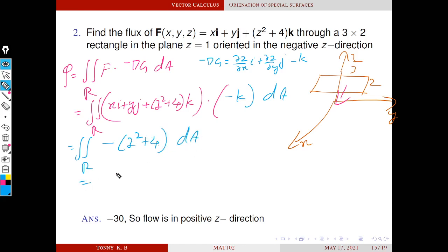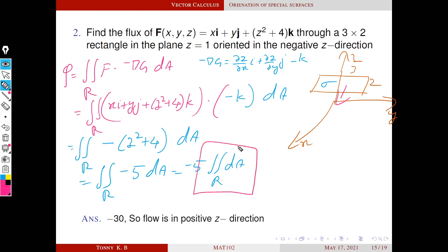Again, what about z? We have to integrate over this surface sigma. On the surface sigma, the z value is throughout 1. So on the surface sigma, z is equal to 1. So this becomes 5. So double integral over R of minus 5 dA, and this is equal to minus 5 times the double integral over R of dA. And what about this quantity, the double integral over a region of dA? Yes, this is exactly the area of the region R.